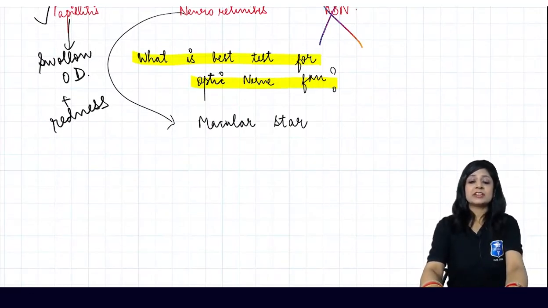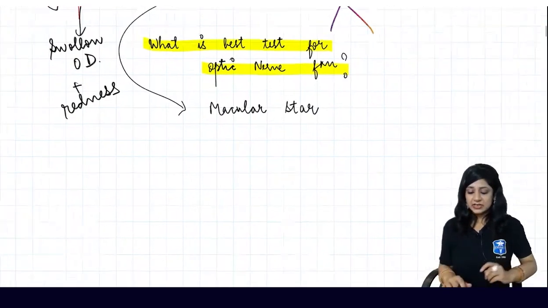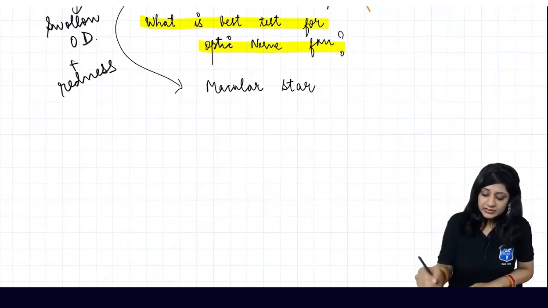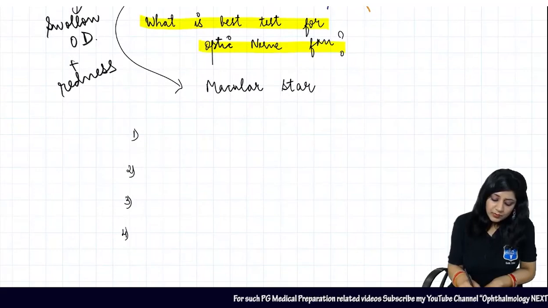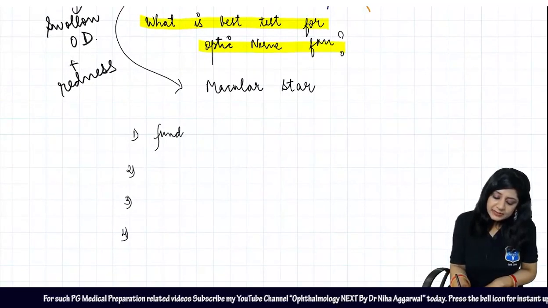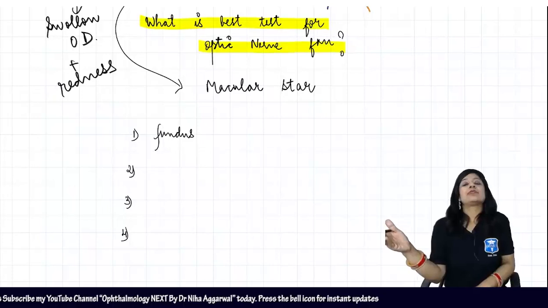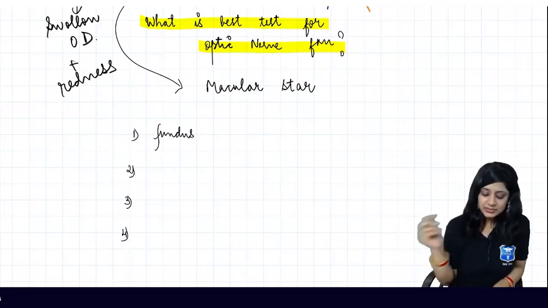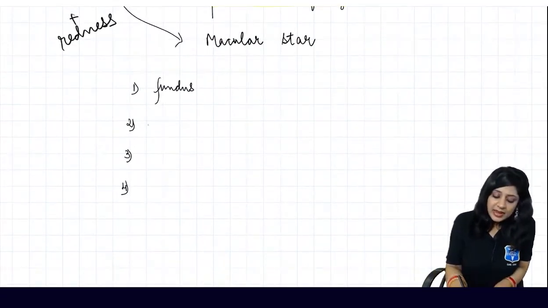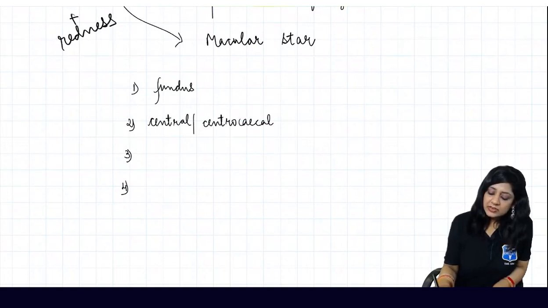And what are the tests that you would like to do? What are the tests that we can do, and amongst that, what is the best test? Anybody who can tell me? First, I am looking at the fundus. In the fundus, I will get different things in cases of papillitis, neuroretinitis, and retrobulbar neuritis. Then you are going to get central or centrocecal scotomas.